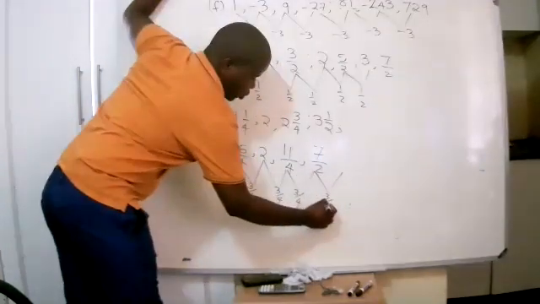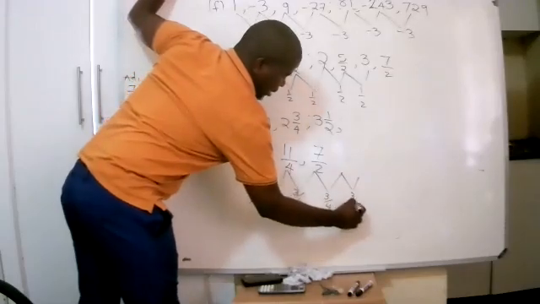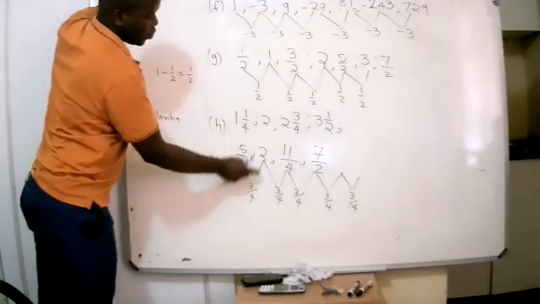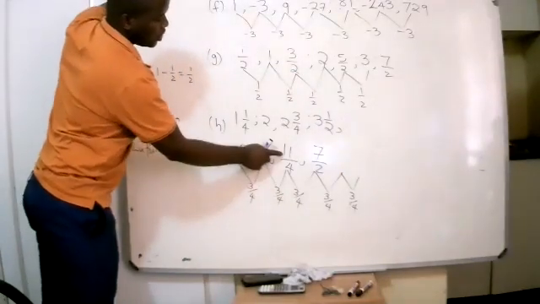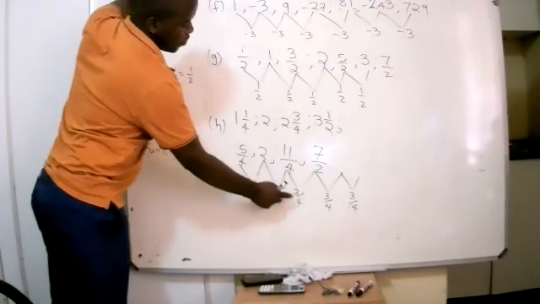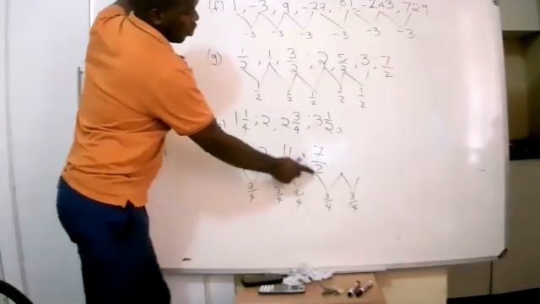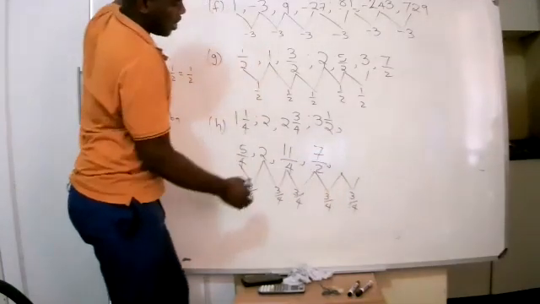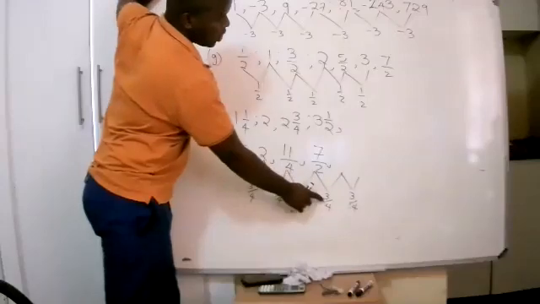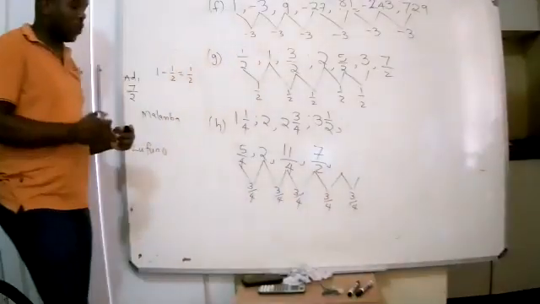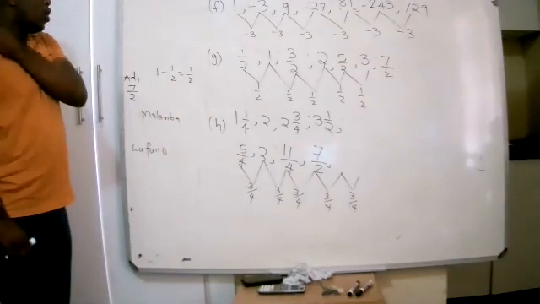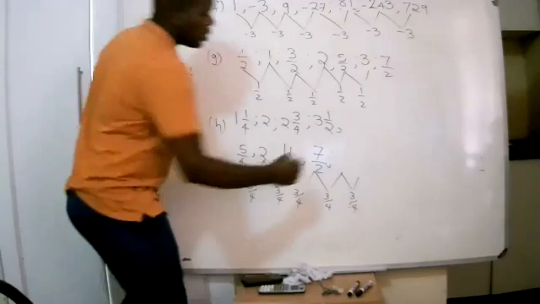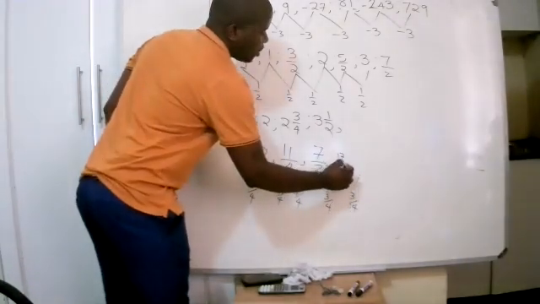Because we got this 3 over 4 by subtracting, in order for us to obtain the next values, we add this with that, we'll get 2. We add this with that, we get 11 over 4. Add 11 over 4 with 3 over 4, we get 7 over 2. To get the next term, we add 7 over 2 with 3 over 4. Can you tell me what we get if we add 7 over 2 plus 3 over 4? 17 over 4. Very true.